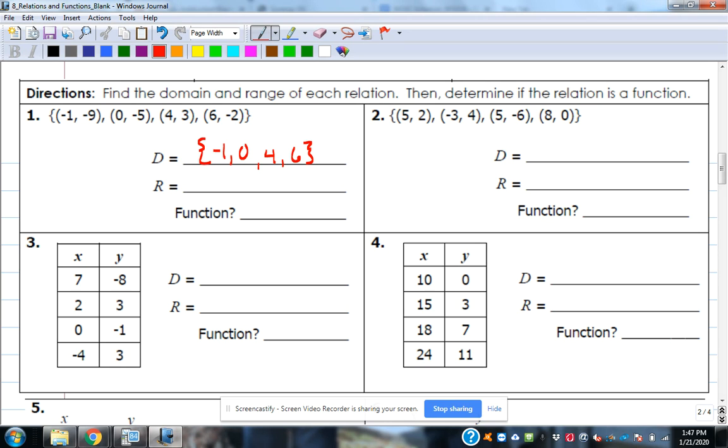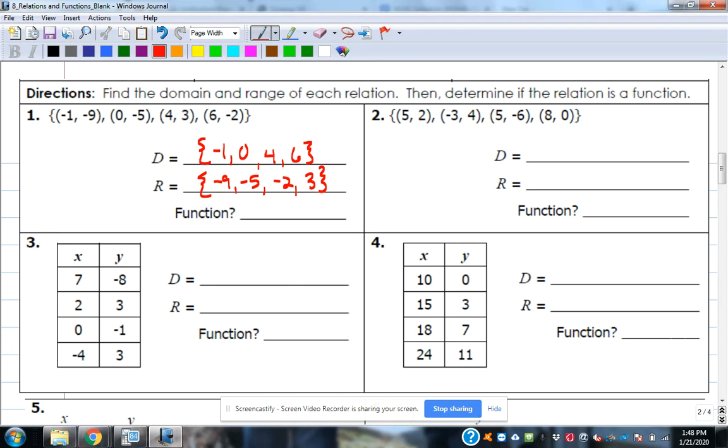So putting them in order is not a necessity, but it sure does help sometimes. And then the range is the list of all the y values out of that. So the y values, the smallest one's -9, -5, -2, and 3. Again, you don't have to put them in order, but I just do because it seems to make sense to me to put them in order.